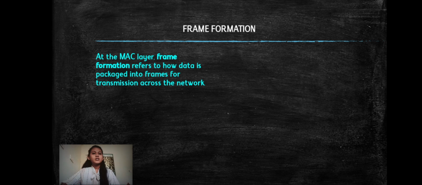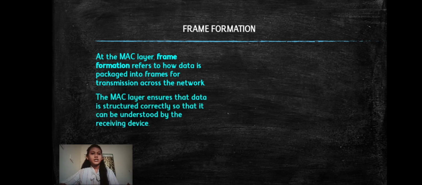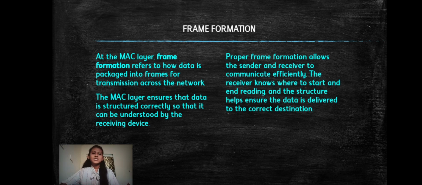The first one is frame formation. Frame formation is a process of packaging data into chunks called frames so that it can be sent across the network. Think of it like wrapping a letter in an envelope to send through the mail. The envelope contains all the necessary information for the letter to reach the right person and for them to read it correctly. So the MAC layer makes sure that the data is organized in a way that the receiver knows exactly where to start reading.